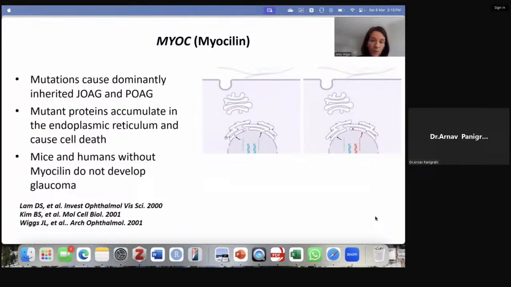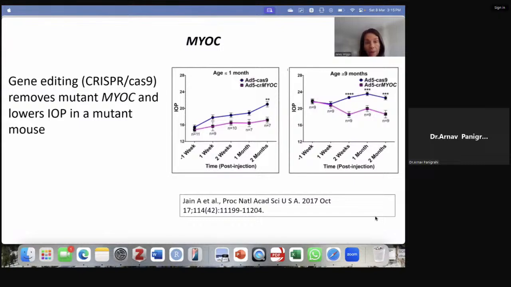So I just want to say a few words towards the end here on treatment. Some of the genes that we've discovered are potentially amenable to gene-based therapies, and probably the one that is closest to that is myocilin. Mutations in myocilin can cause dominantly inherited juvenile open-angle glaucoma and also early adult onset glaucoma. The mutant proteins accumulate in the endoplasmic reticulum and cause cell death. Mice and humans without myocilin do not develop disease.